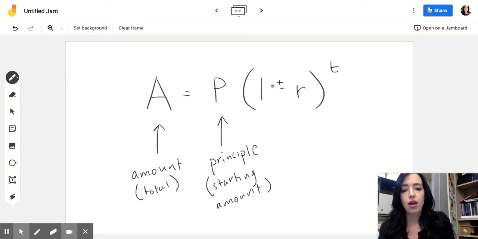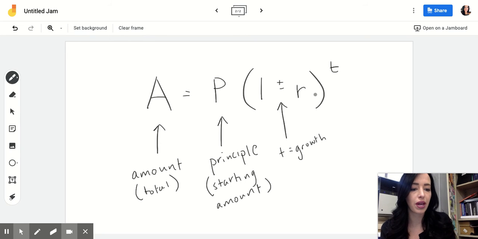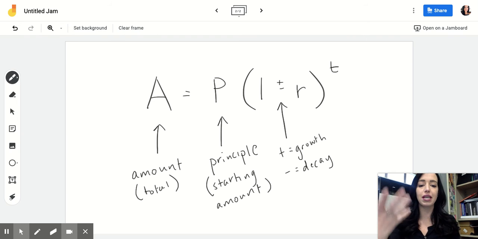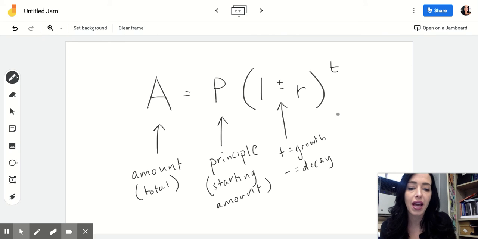Like we talked about today, this plus is going to tell us that we have growth, right? If we have 1 plus something, our common ratio is going to be greater than 1, which means we have exponential growth. If it's a minus, we're going to have decay. 1 minus anything is going to be less than 1. If our common ratio is less than 1, we have exponential decay.